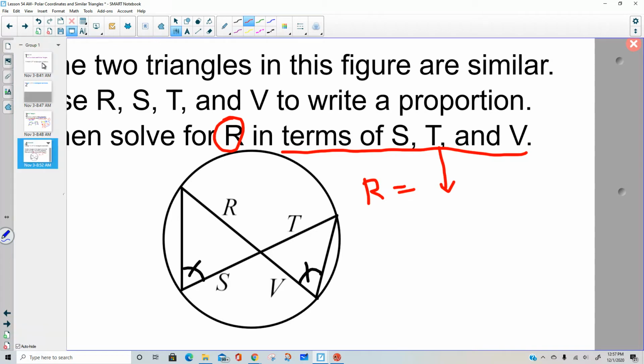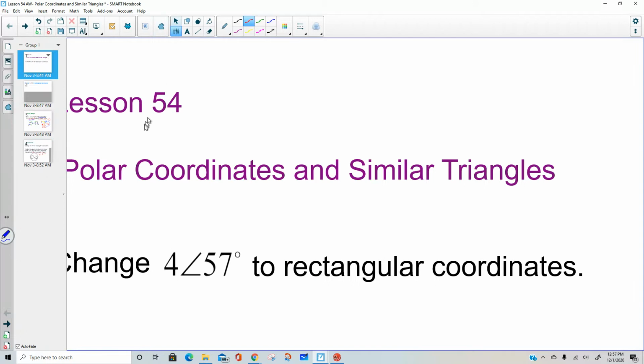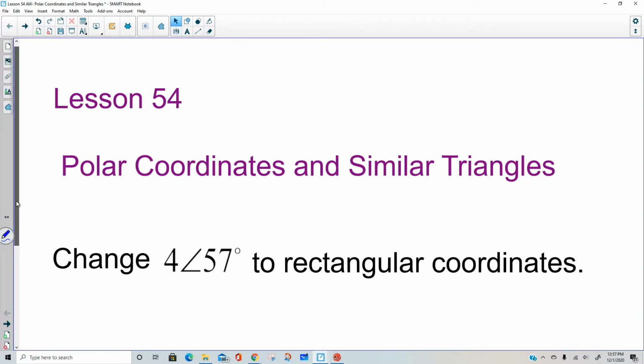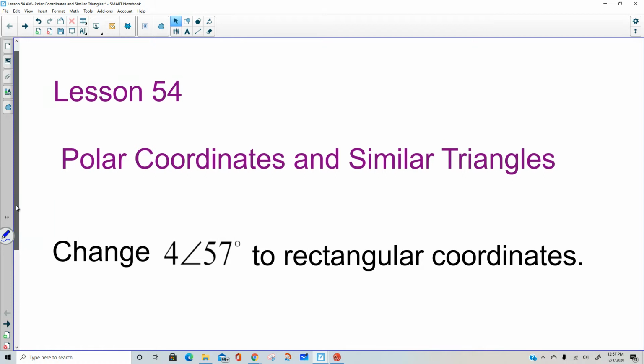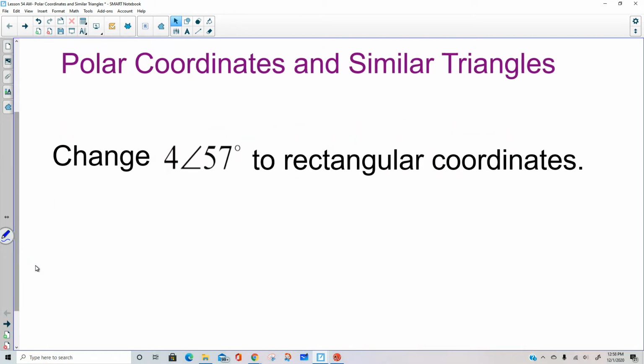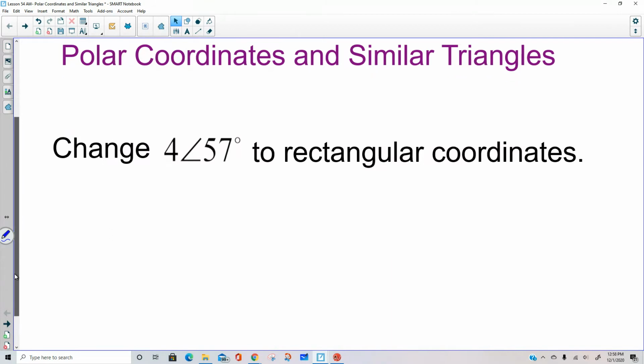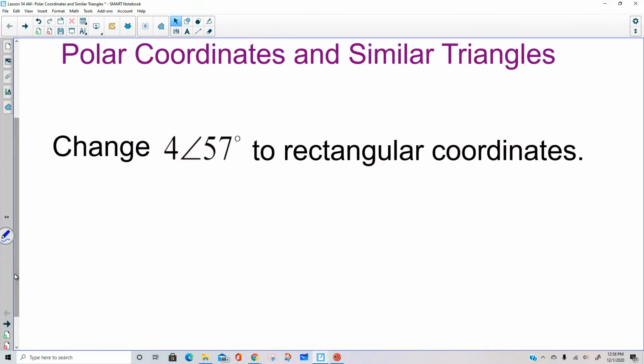Well, let's go back to the beginning of our lesson. And I want you to take really good notes today. Polar coordinates. This is more fun with trigonometry. Polar coordinates, what is a polar coordinate? Well, this right here is a polar coordinate, where it says 4 at 57 degrees. And what exactly does that mean? Well, polar coordinates are just another way to name a point.